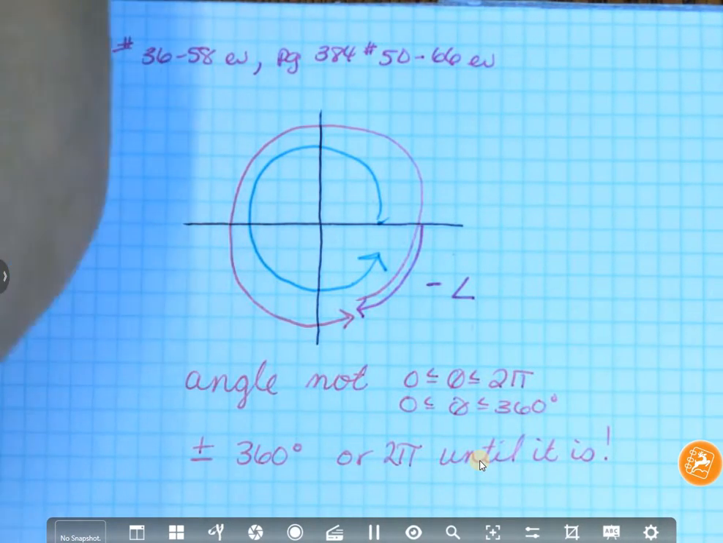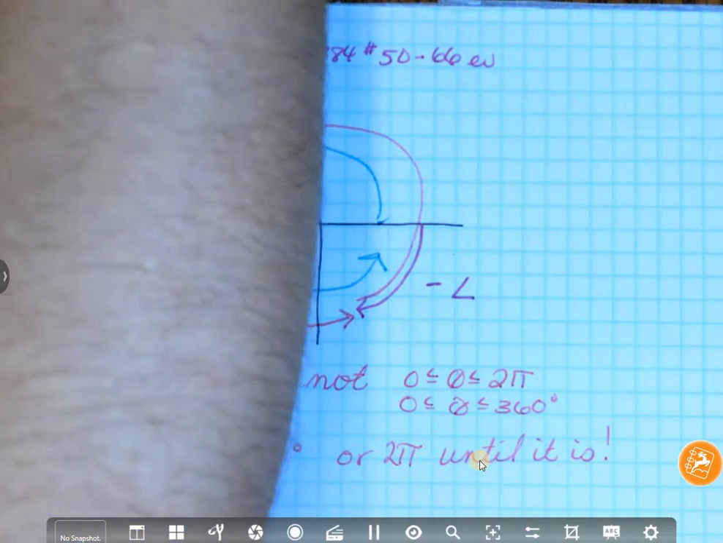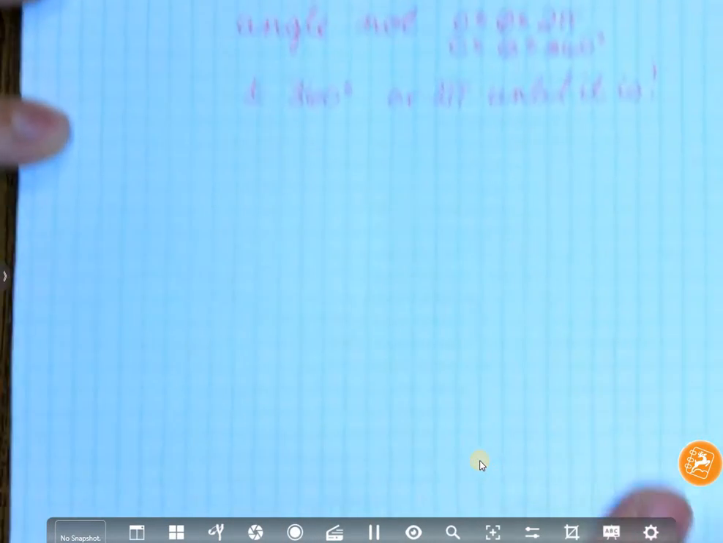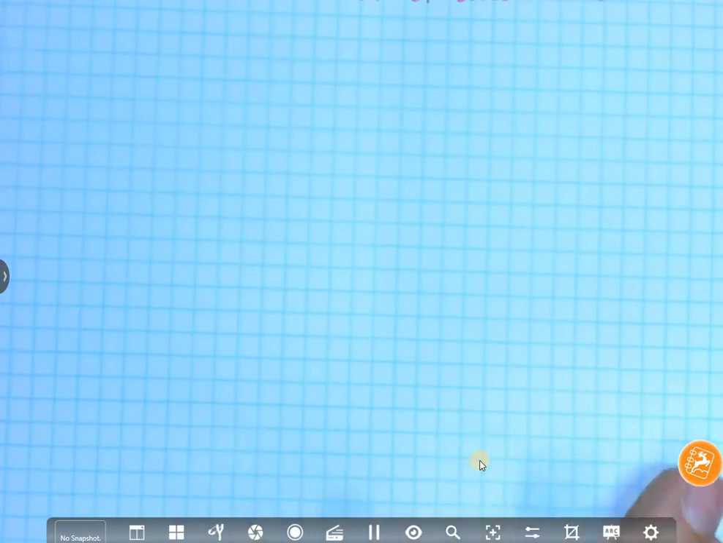homework questions. Let's start with the homework questions on page 367. Those were converting angles from radians to degrees and degrees to radians. And hopefully at home you're doing these without calculators. Yes?